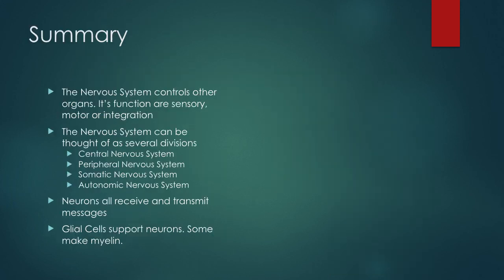Okay, so that's our introduction. The nervous system controls other organs. Its 3 main functions are sensory, motor, and integration. The nervous system can be thought of as having several divisions: central and peripheral nervous systems, somatic sensory and somatic motor, and the autonomic divisions. We'll talk about all those later. Neurons themselves send and transmit messages, and glial cells support neurons. Some make myelin. That's it. That's our first bit.